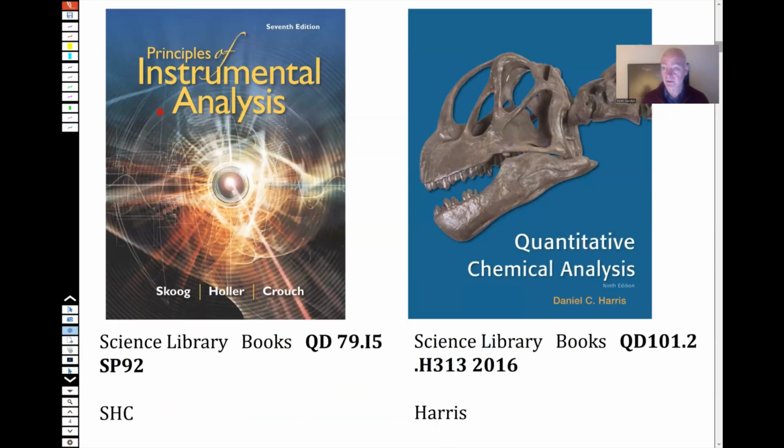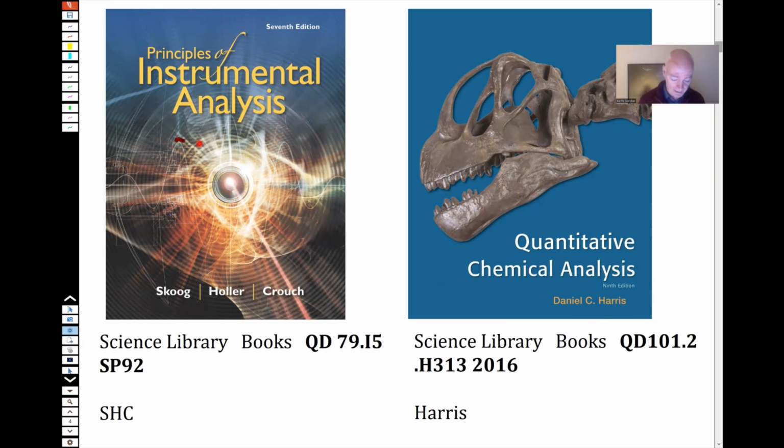So the other book that is really worth looking at is Quantitative Chemical Analysis, the Harris book. This is the 9th edition. It's in the library, and here is the call number for it. Very nice book. I think chapters 18 and 19 are the chapters that are useful. I'm going to talk almost exclusively about vibrational spectroscopy, so those are the chapters for that.